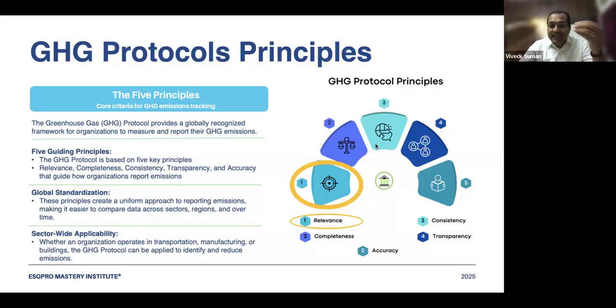Second, sector-wide applicability is there. So these 5 principles cannot change. Even though there are 7 different booklets under GHG protocol for each of different sectors, still these 5 principles will remain the same.